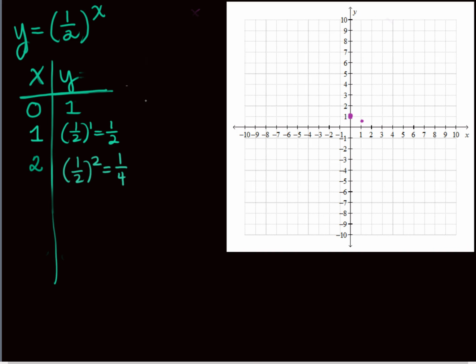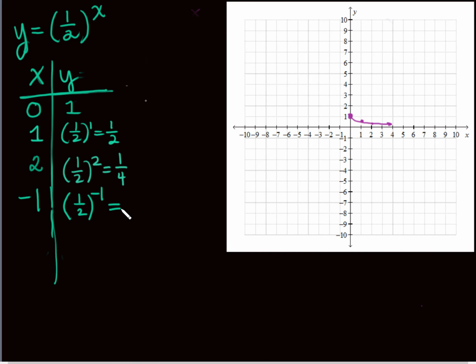So at 2, I'm going to be at a 4th. At 3, I'm going to be at a 3rd. So this guy is going to hug that x-axis really close, just like 2 to the x did, but on the other side. And now what's cool about this one is if I plug in a -1, look what I have. I have 1/2 to the -1.